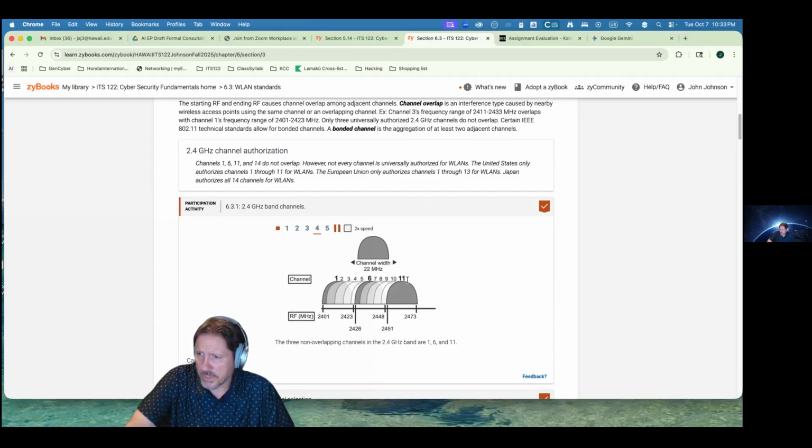There, you see 1, 3, or 1, 6, 11. So nearby WAPs, wireless access points, use different combinations of the 3 non-overlapping channels to provide roaming and avoid interference.